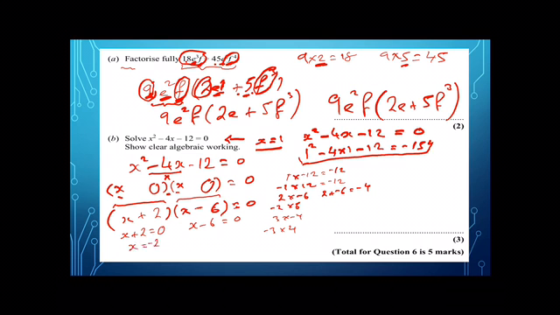That gives us x is equal to negative 2. And this gives us x is equal to positive 6. They got that one wrong there. X is equal to positive 6. So our two answers are x is equal to negative 2 and x equals positive 6.